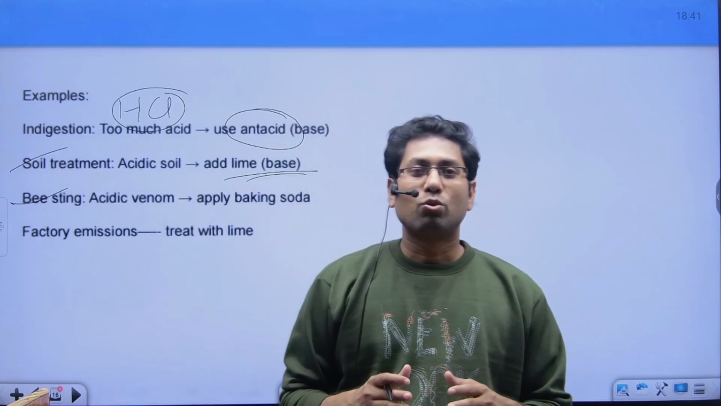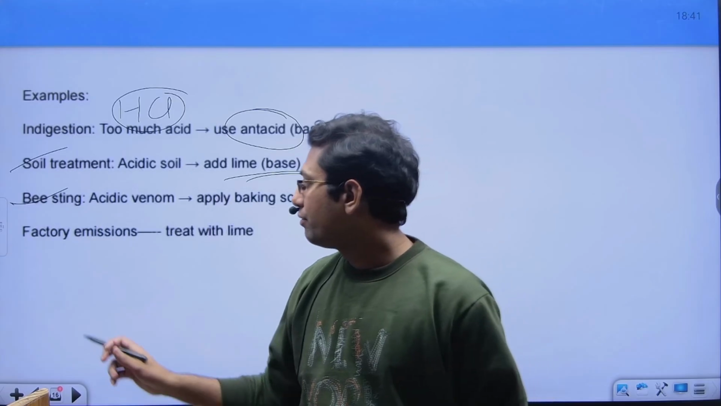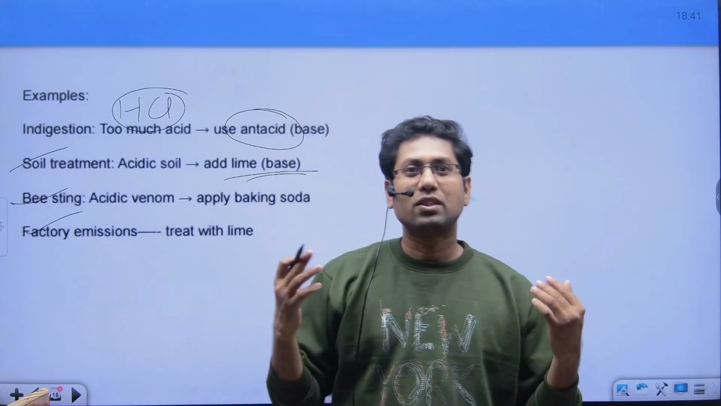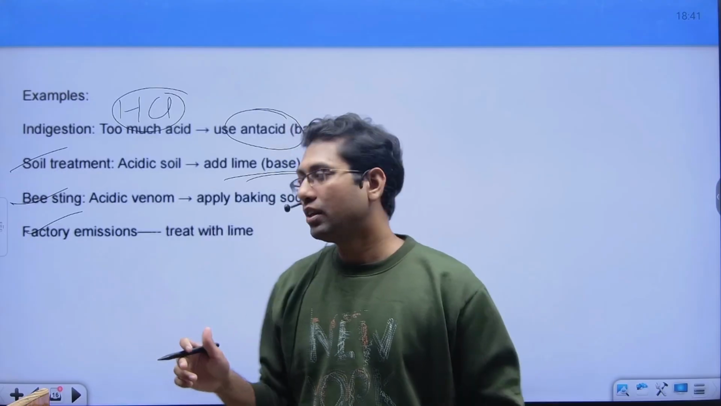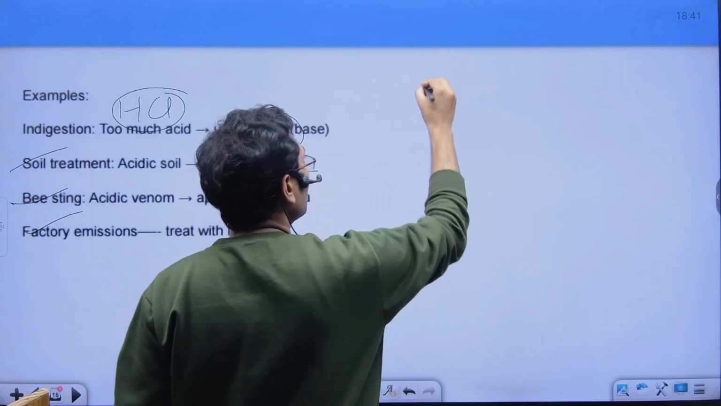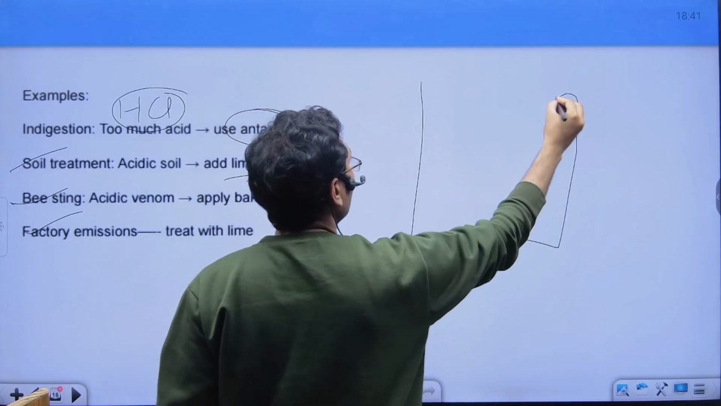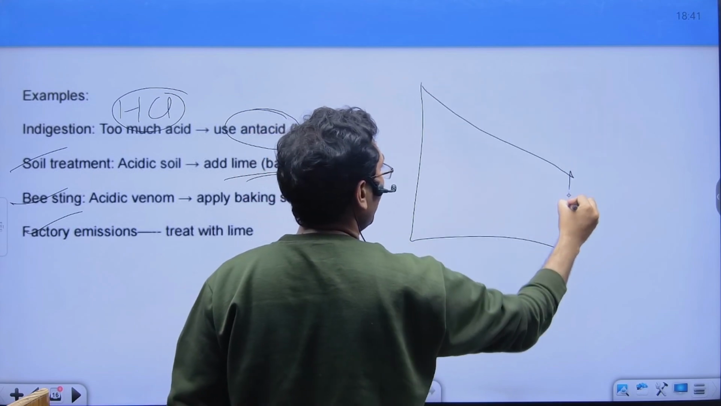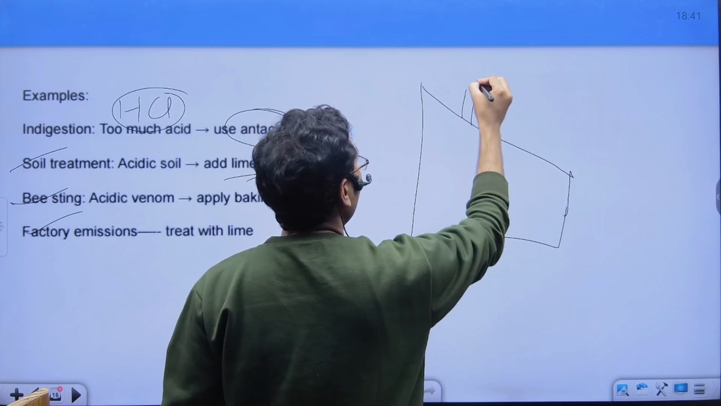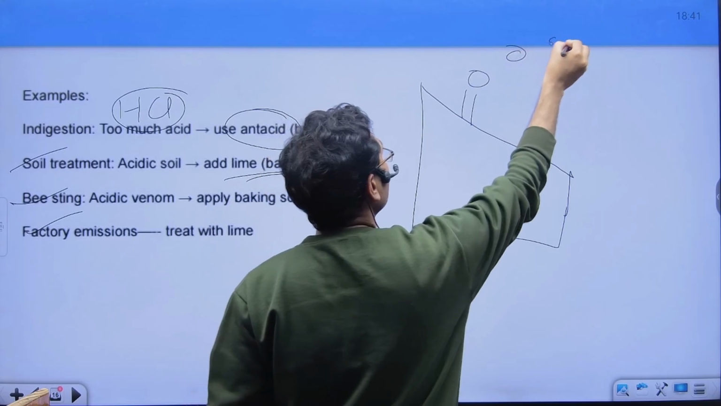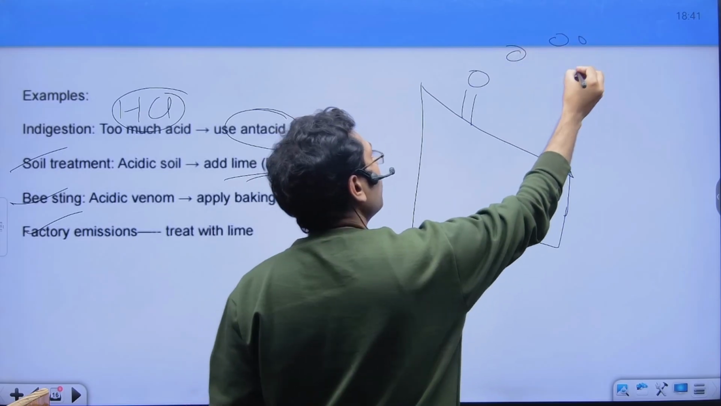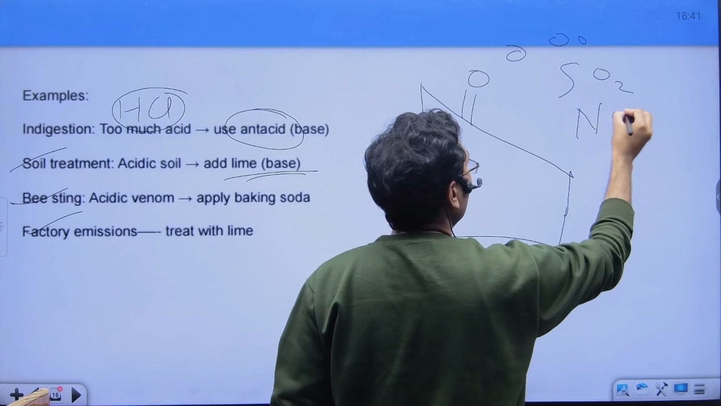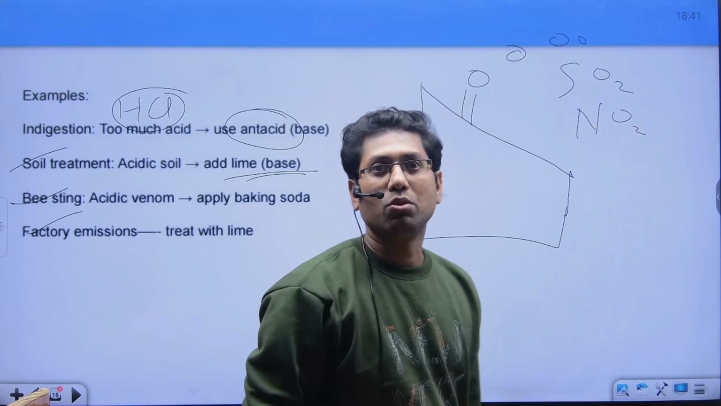Okay, so let's discuss another example, factory emission. You must have seen factory chimneys. Let's say this is a factory, and there is a chimney attached, and very harmful gases are released. So what are these harmful gases? They are sulfur dioxide and nitrogen dioxide. These are very harmful in nature.